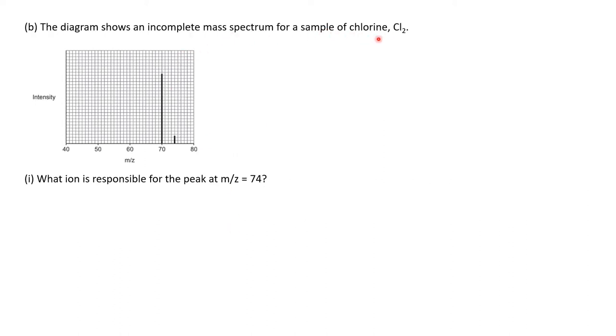Incomplete mass spectrum for a sample of chlorine, Cl2. What ion is responsible for the peak at 74? So here's 70, 71, 72, 73, 74. Well, now if we've got chlorine, you are supposed to know that chlorine has two isotopes, chlorine 35 and chlorine 37. So in Cl2, you could have both of the atoms chlorine 35. One of them's 35, one's 37, the other way around, or both of them are chlorine 37.